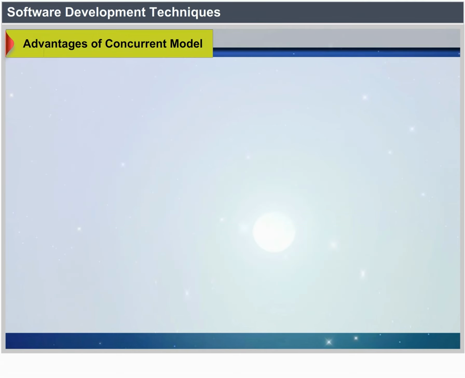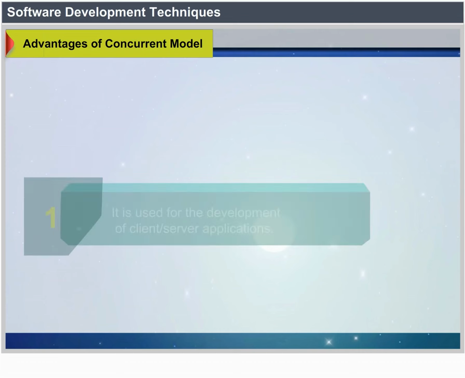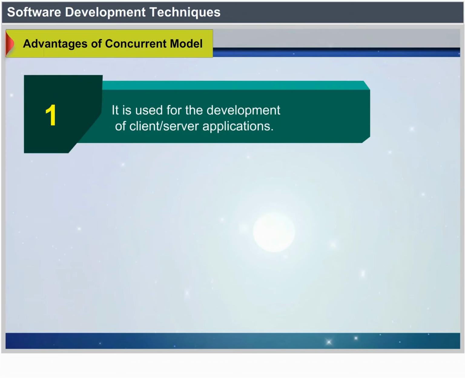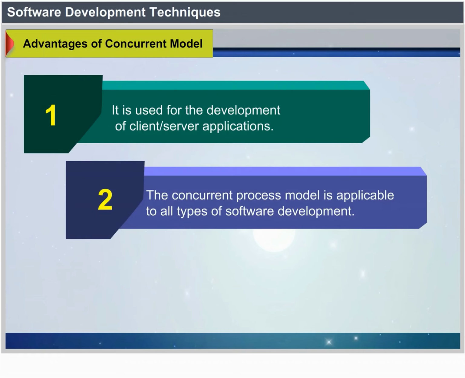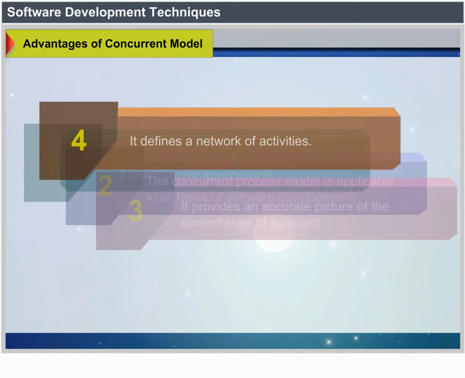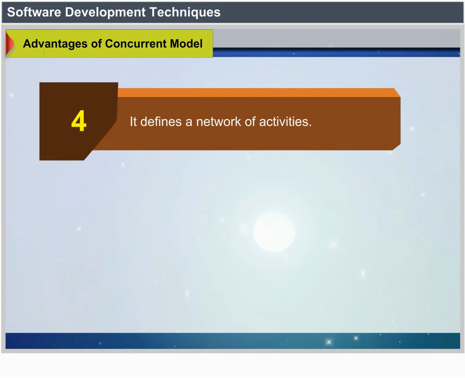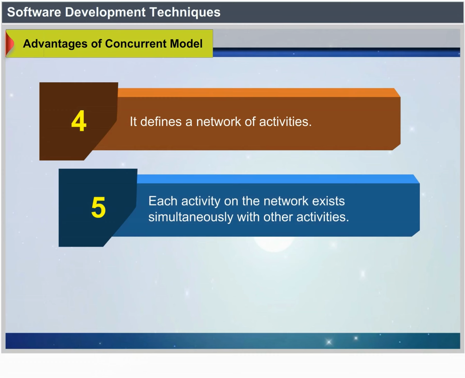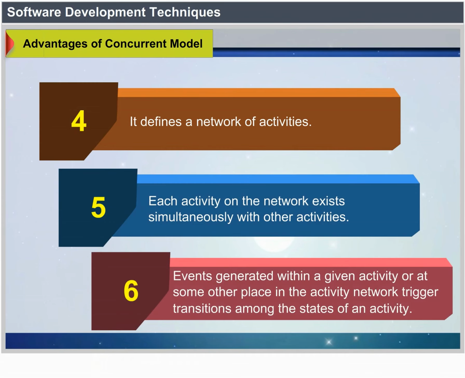Advantages of concurrent model. It is used for development of client-server applications. The concurrent process model is applicable to all types of software development. It provides an accurate picture of the current state of a project. It defines a network of activities. Each activity on the network exists simultaneously with the other activities. Events generated within a given activity or at some other place in the activity network triggers translations among the states of an activity.